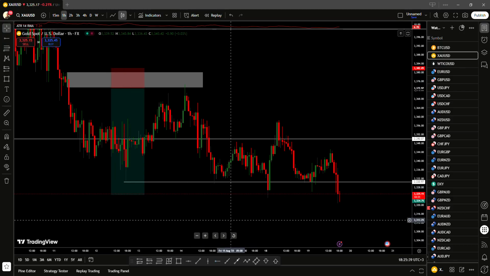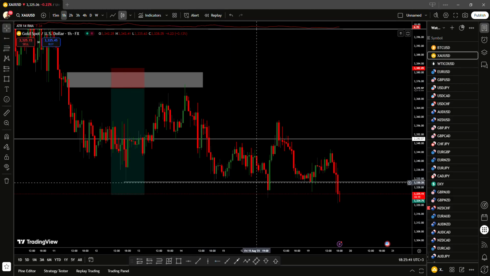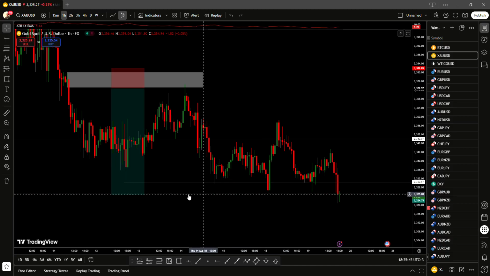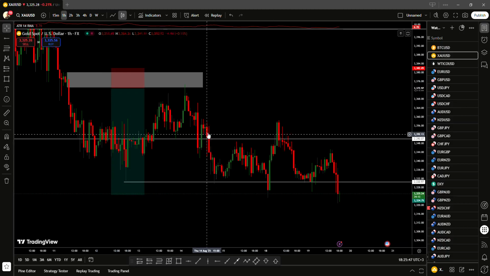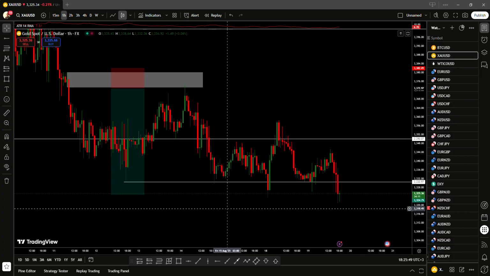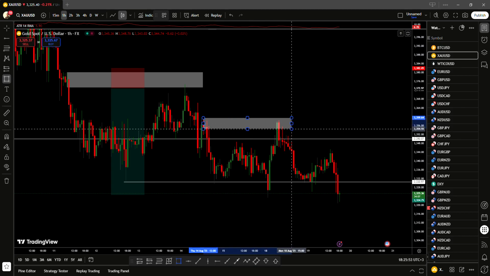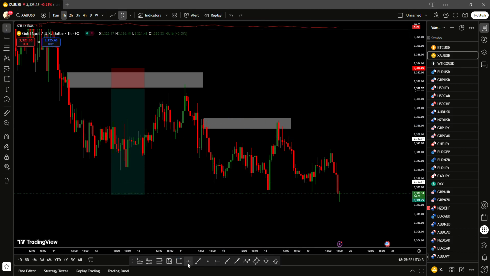There's a breakout structure here. How? Because this red candle closed below this zone here, so this makes this supply zone valid. However, this was a risky area. You could enter with minimum risk.